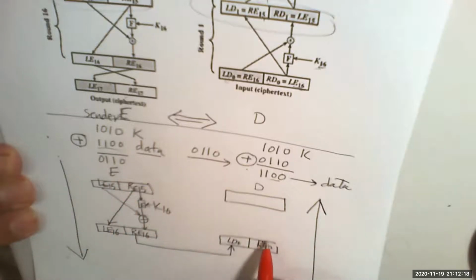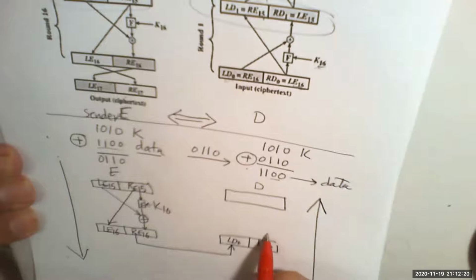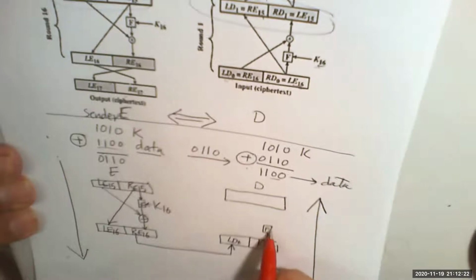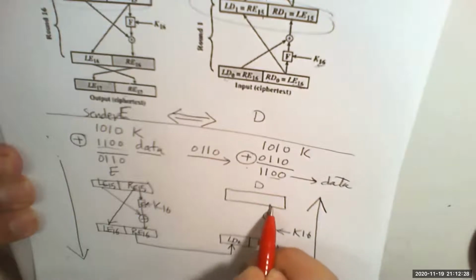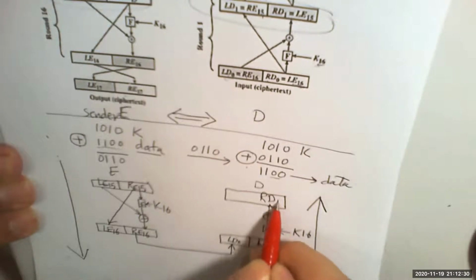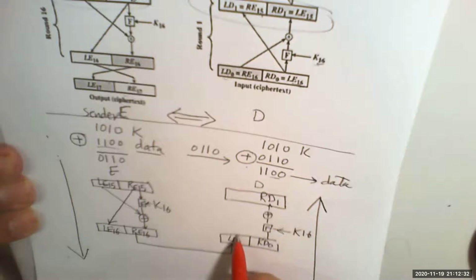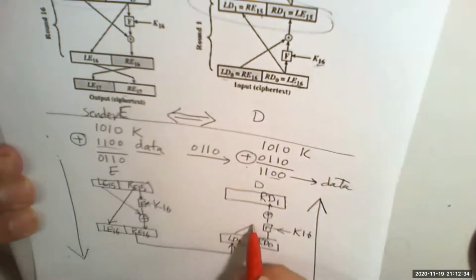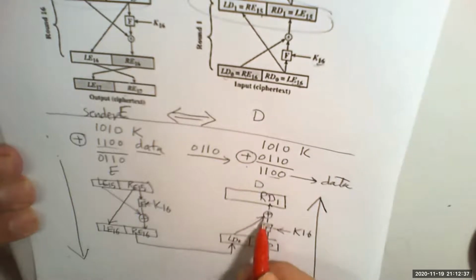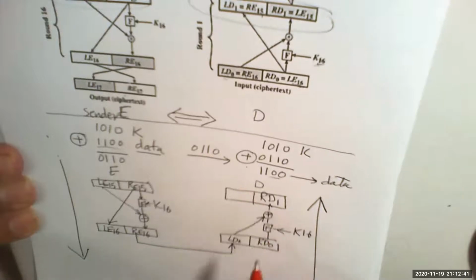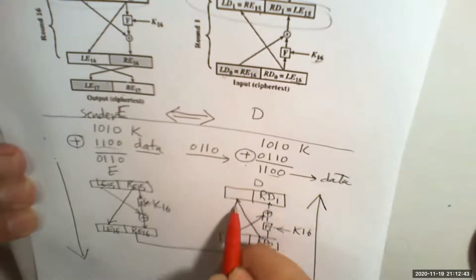RD0, we pass RD0 to the function F using the key K16, then move it to XOR and get the RD1. Here we take the output from LD0 and XOR it directly with the output from function F, and then RD0 is swapped directly without any change to LD1.